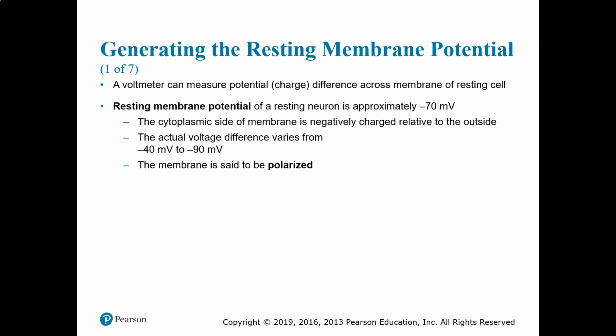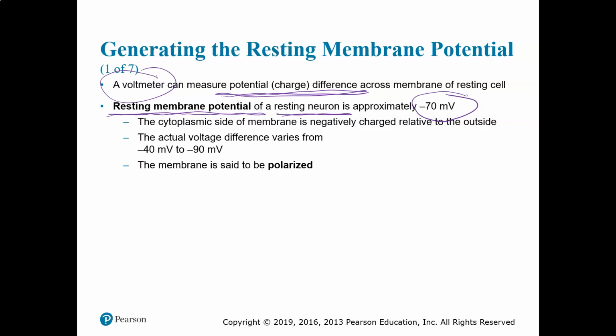And a voltmeter measures voltage or potential difference across the cell membrane of a resting cell. Here, this is very important. Resting membrane potential of a resting neuron is approximately negative 70 millivolts. Very important that you remember that number. Negative 70 millivolts is the resting membrane potential of a neuron.